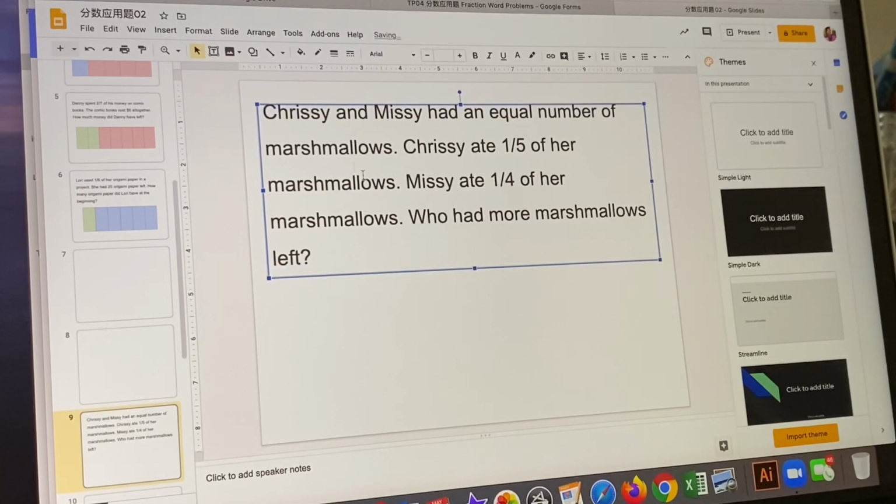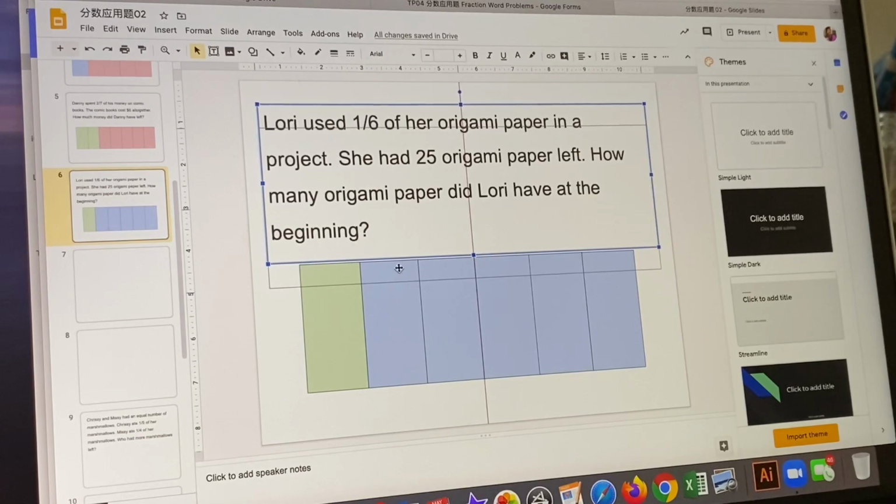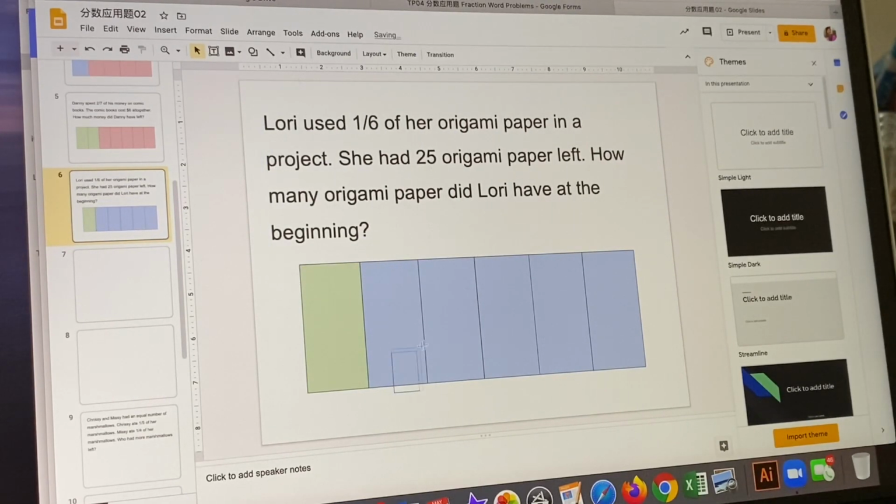Don't worry. Okay, Chrissy and Missy have an equal number of marshmallows. Chrissy ate 1/5 of her marshmallows. Missy ate 1/4 of her marshmallows. Who had more marshmallows left? This is too easy, right? Of course, this is smaller. Maybe we will do copy. 1 is 5 blocks.